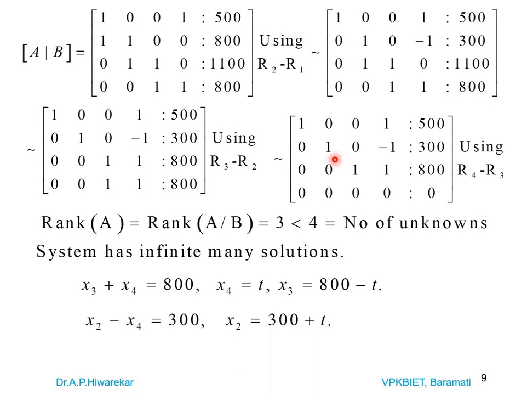x3. Yes, x2 minus x4 is 300 and x4 is t. So we get x2 as 300 plus t. And the first row means x1 plus x4 is 500. That means x1 is 500 minus t because x4 is t. So the solution of the given system is x1 as 500 minus t, x2 as 300 plus t, then x3 as 800 minus t and x4 as t. So that is our final answer.